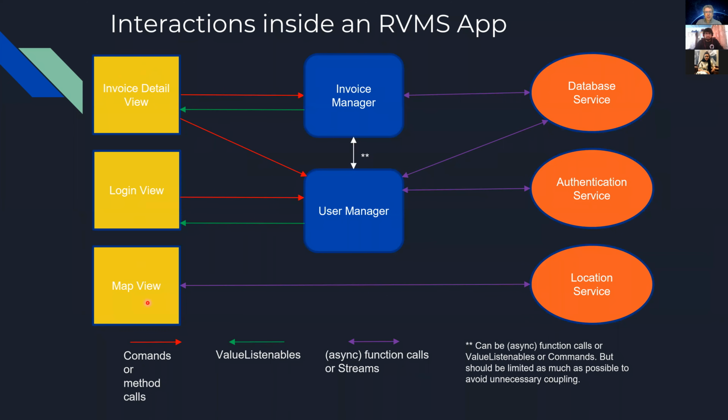Here's another view on it that shows it a little bit with some examples. The views have to access the managers. Managers have to access databases or the services, and managers might also access each other. So the question is, how do they access each other?